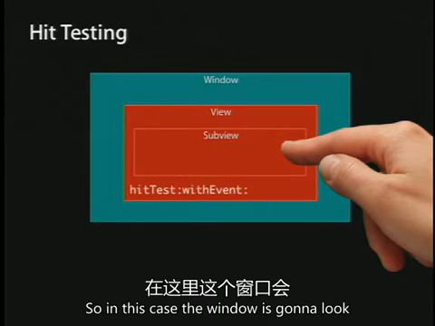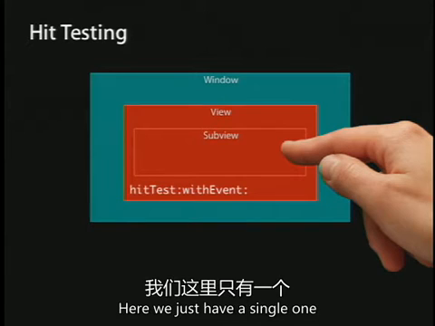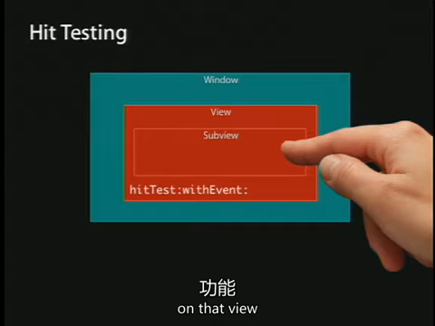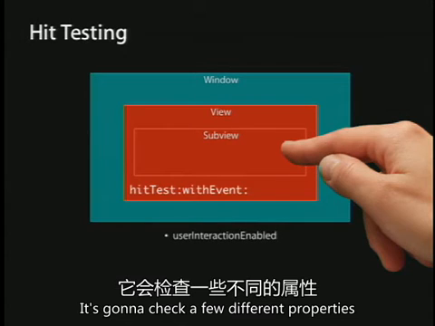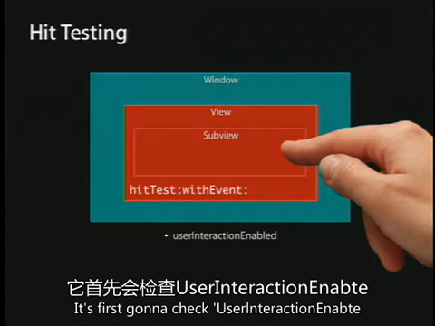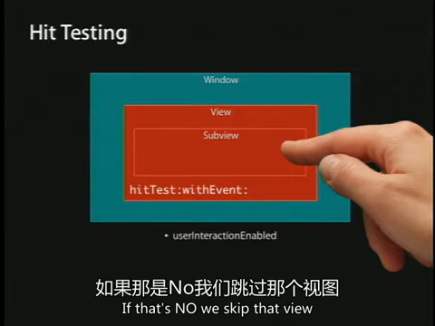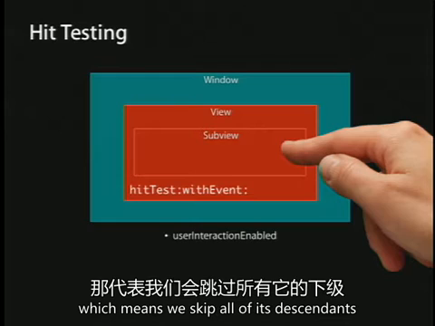So in this case, the window is going to look through all of its subviews. Here we just have a single one. And it's going to call a method called hitTestWithEvent on that view. That's going to check a few different properties. It's first going to check userInteractionEnabled. That's the thing we had to set on the image view to allow it to receive touches. If that's no, we skip that view, which means we skip all of its descendants.